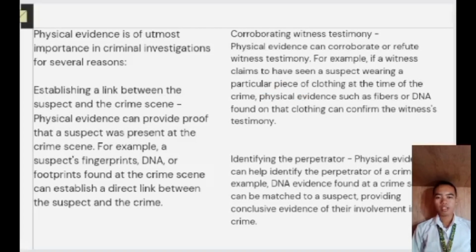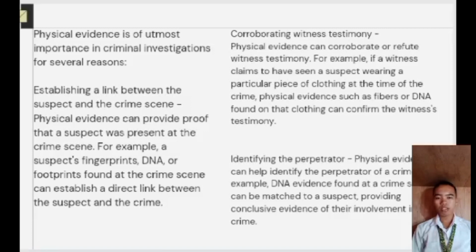Physical evidence is of utmost importance in criminal investigations for several reasons. Establishing a link between the suspect and the crime scene. Physical evidence can provide proof that a suspect was present at the crime scene. For example, a suspect's fingerprints, DNA, or footprints found at the crime scene can establish a direct link between the suspect and the crime.